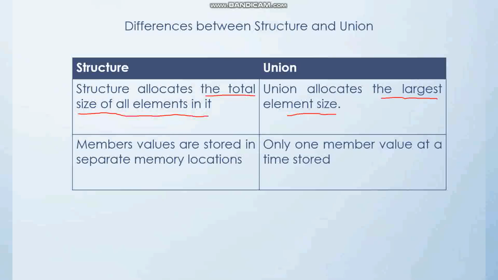In structure, member values are stored in separate memory locations. Only one member value at a time is stored in union. So this is the second difference between structure and union, because in structure separate locations are given for separate elements, so member values are stored in separate memory locations. But in union the largest element size memory is given, so only one member value at a time is stored in the union. So these are the basic differences between structure and union.